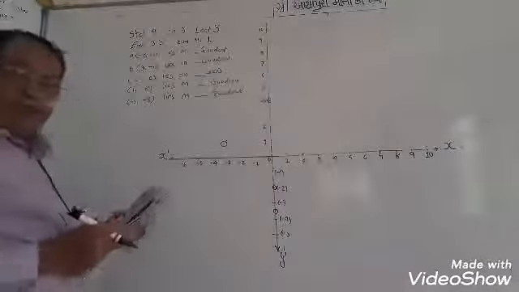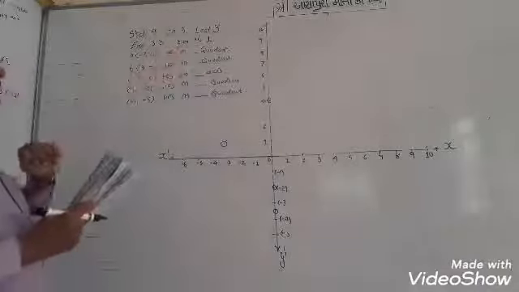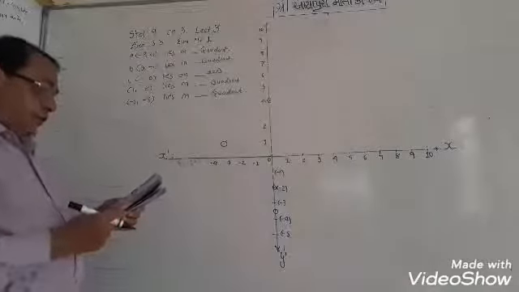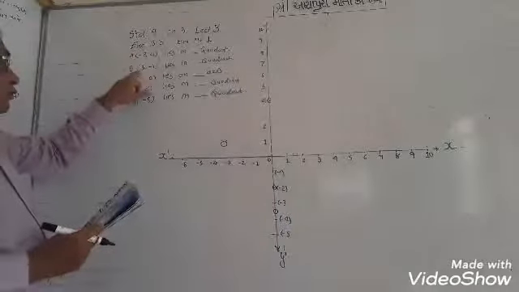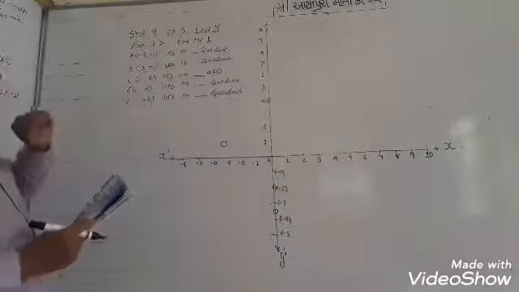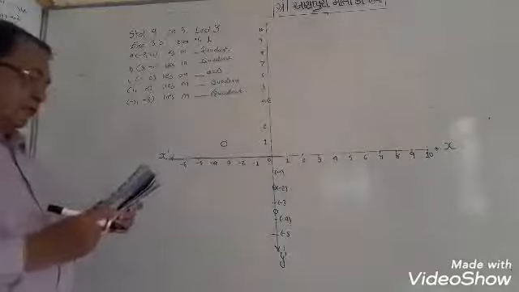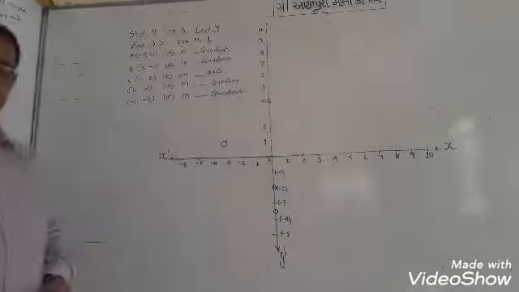Exercise number 3.3. Example number 1. In which quadrant or on which axis do the different points (-2, 4), (3, -1), (-1, 0), (1, 2) and (-3, 5) lie? Verify your answer by locating them on the Cartesian plane.